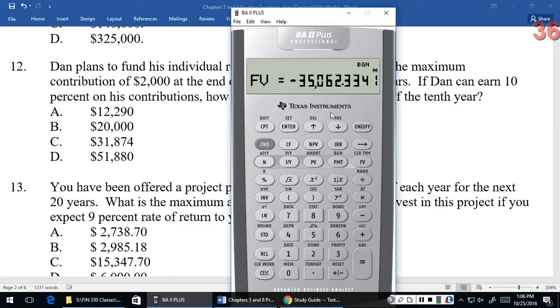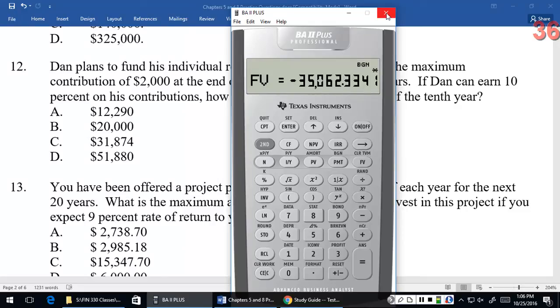All right, now, one other change to this problem. Let's say you're reading the problem, everything else is the same. He makes the deposits at the end of each period, but he deposits $2,000 per month at the end of each month for 10 years.